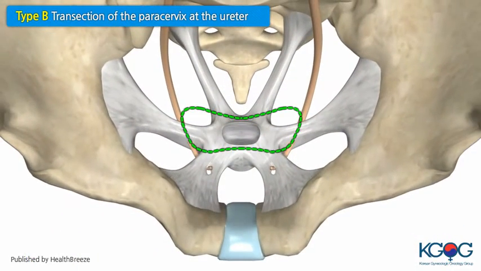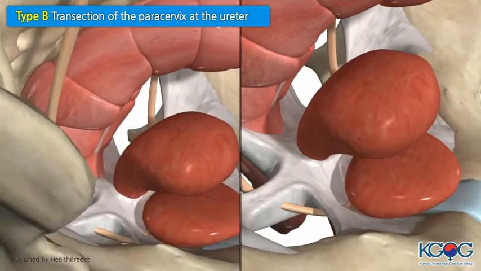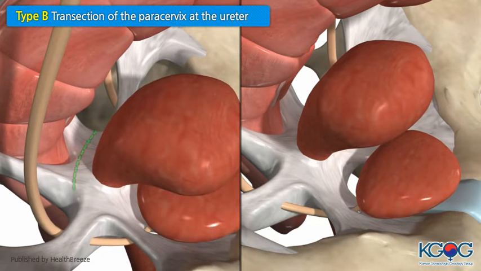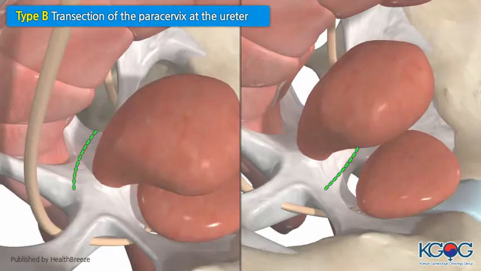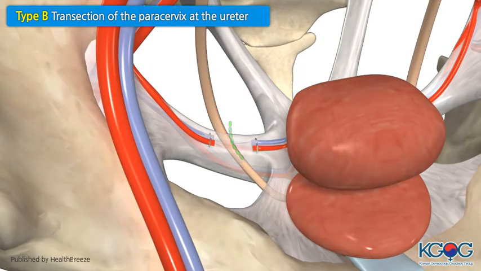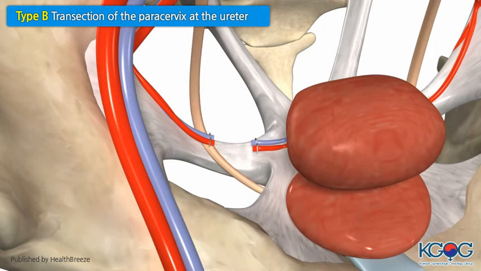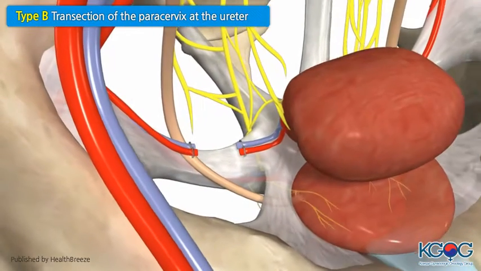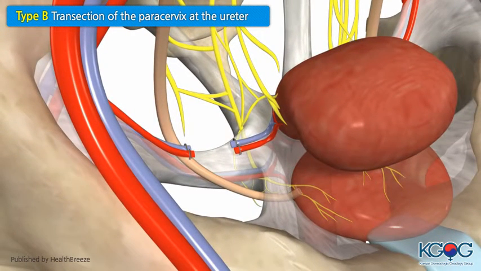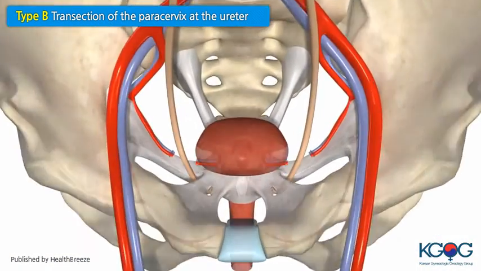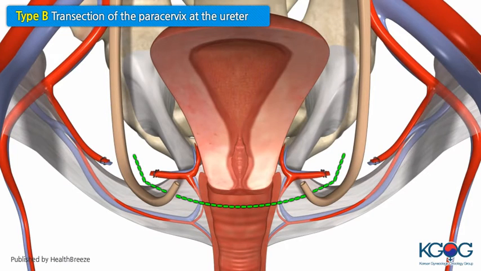Type B, transection of the paracervix at the ureter. Partial resection of the uterosacral and vesicouterine ligaments is a standard part of this category. The ureter is unroofed and rolled laterally, permitting transection of the paracervix at the level of the ureteral tunnel. The neural component of the paracervix caudal to the deep uterine vein is not resected. At least 10 millimeters of the vagina from the cervix or tumor is resected.